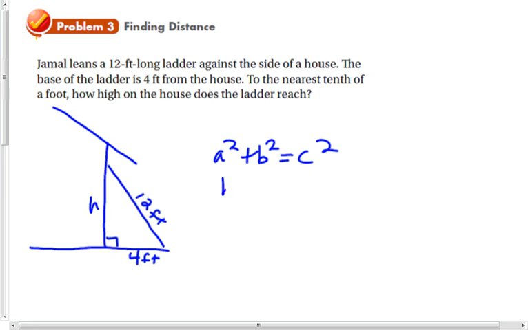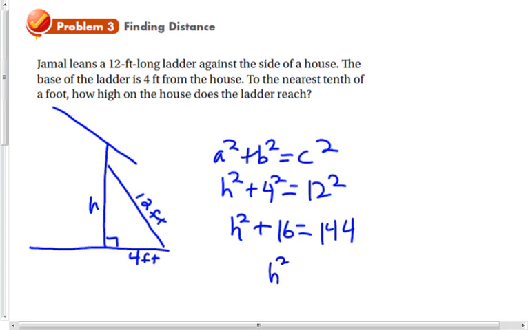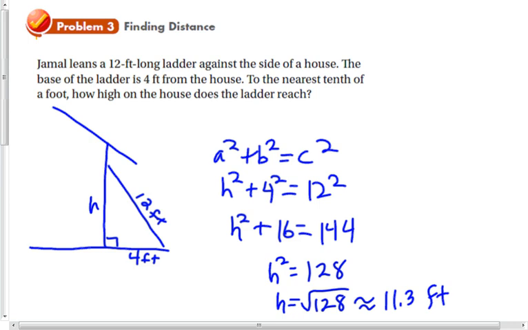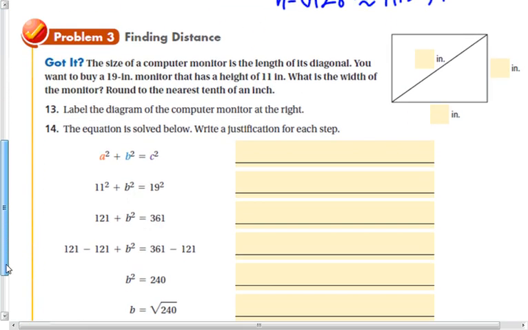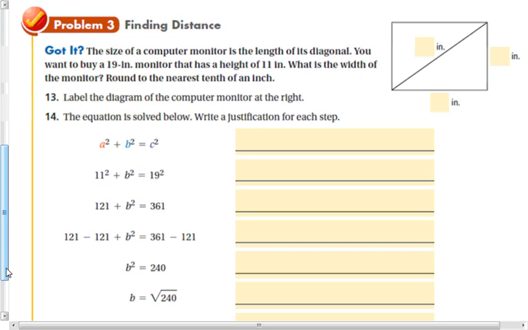And the legs are H and 4, and the hypotenuse is 12. So we get H squared plus 16 equals 144. Subtract 16 from both sides, and we get H squared equals 128. Take the square root of both sides and approximate that to the nearest tenth, and we get 11.3 feet up on the side of the house. All right, we try that. Fill in what you think the reasons are.